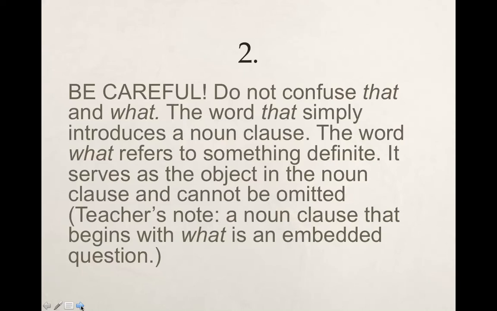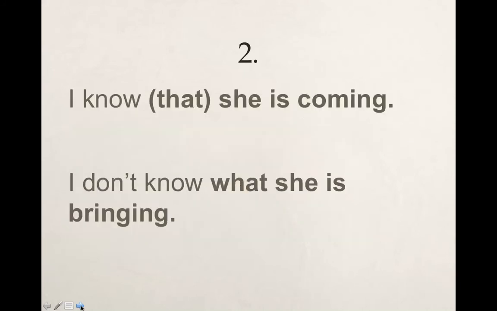I think a better way to think about it is that a noun clause that begins with what is an embedded question. For example, I don't know what she is bringing. So there's an embedded question there. What is she bringing? I don't know what she's bringing. Compare: I know that she is coming. Here, that is optional. You can throw it out. But if you've got what here, introducing an embedded question, then you cannot throw away what. You have to use it.